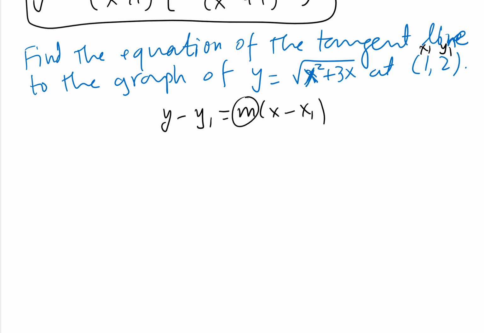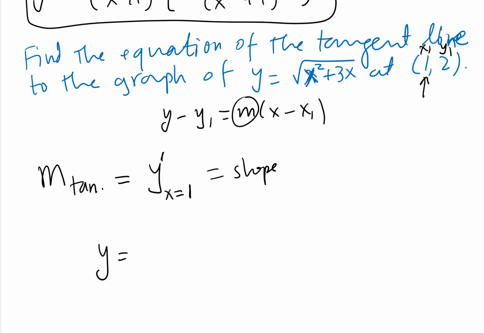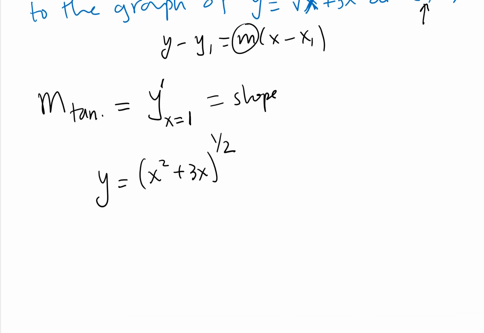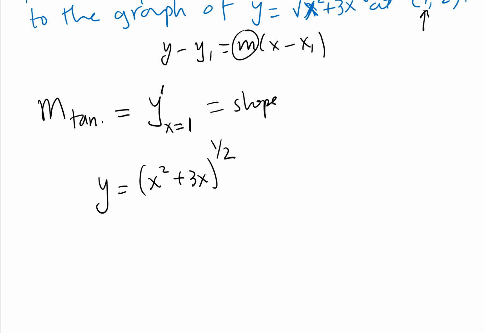Well, to find the slope, we define the slope of the tangent line to be the derivative of the function evaluated at x equals 1, because x equals 1 is given. That's what we define as the slope of the tangent line. We need to find the derivative of that function. So I'm going to rewrite it with the exponent 1/2 first before we find the derivative. Copy that down.